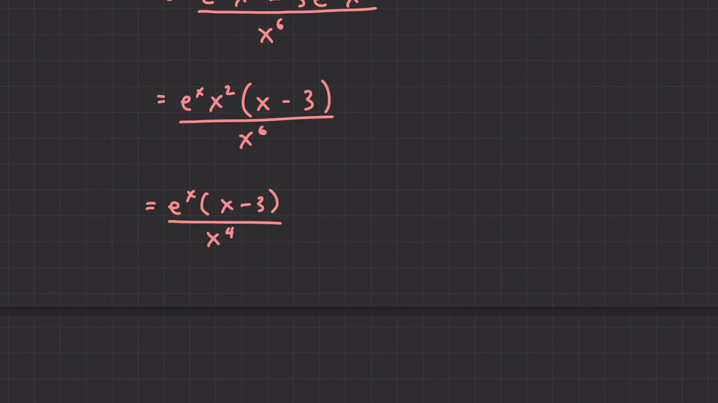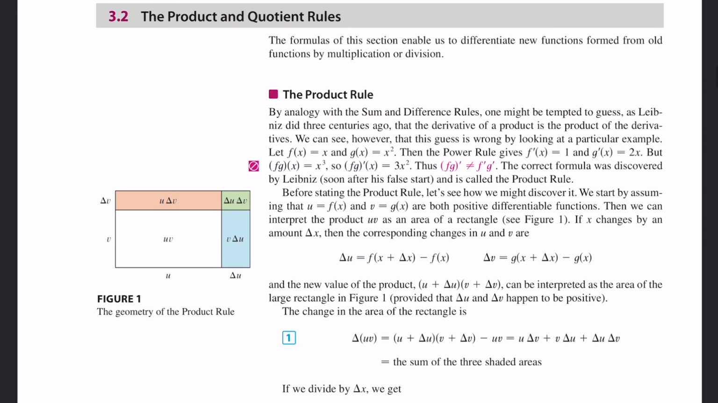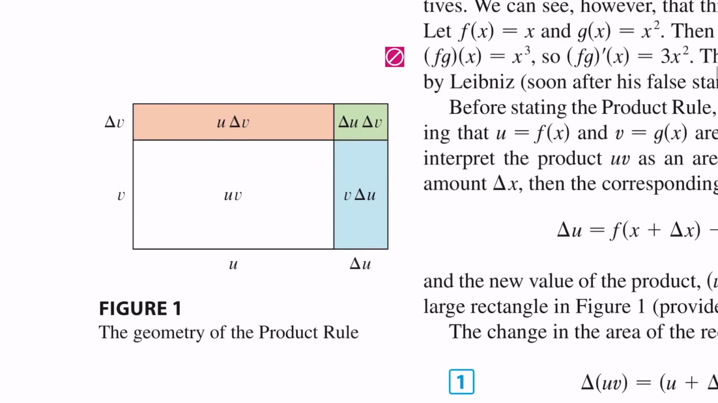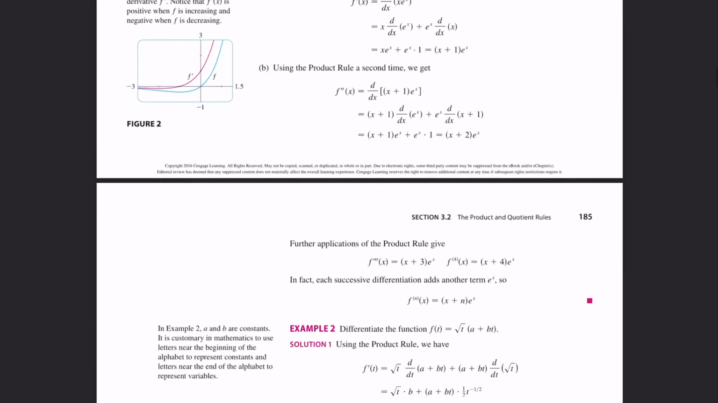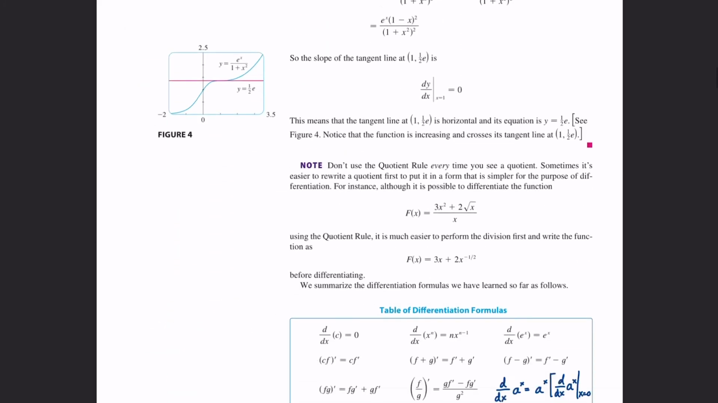So we have the product rule and the quotient rule. In our Stewart book, I'm going to pull that up right here. Here you can see the product rule, the geometric idea. Here's one version of it. There are other geometric proofs as well, and I recommend that you check some of those out.